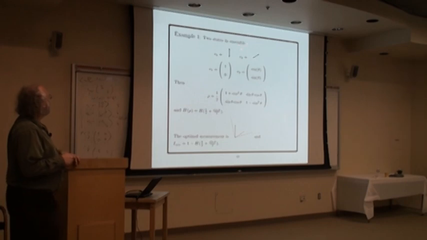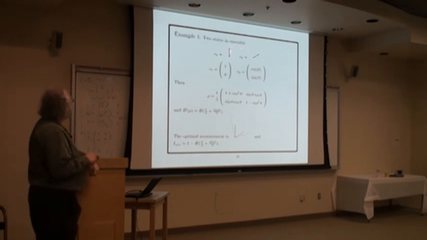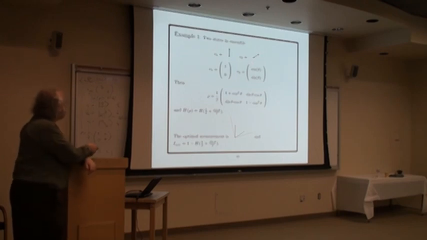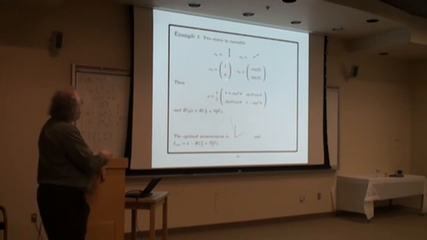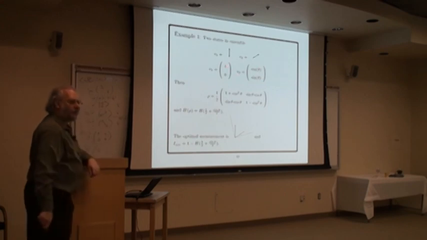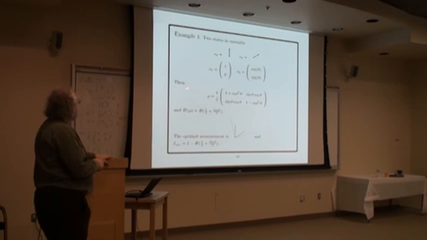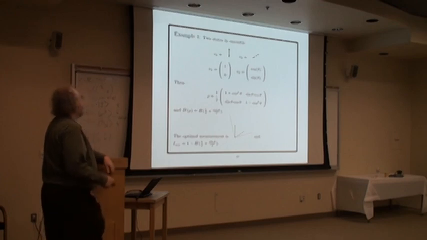So example one, we would either send a vertical polarized state or a diagonal polarized state. The angle between them is theta. So V1 is (1, 0), and V2 is (cosine theta, sine theta). So these are the two vectors. Then you can calculate that the density matrix is 1/2 times [1 plus cosine squared theta, sine cosine; cosine sine, 1 minus cosine squared theta]. And the entropy of rho is the entropy of 1/2.